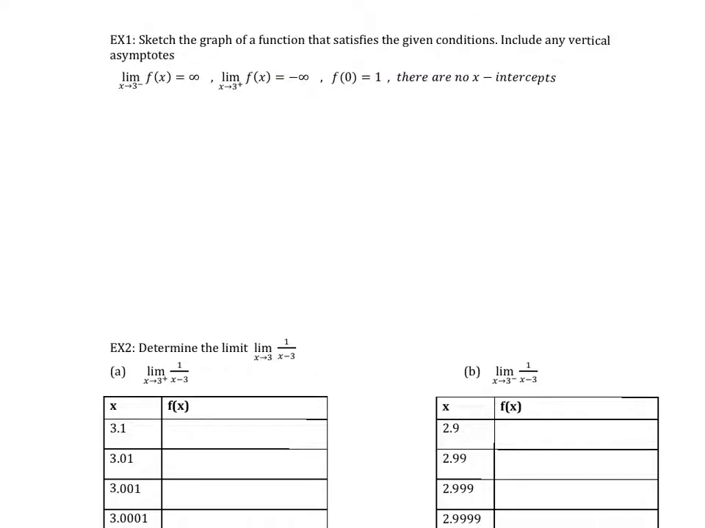Let's go to the next slide and do some examples. In example 1, it says sketch the graph of a function that satisfies the given conditions. Include any vertical asymptotes. Wonderful.